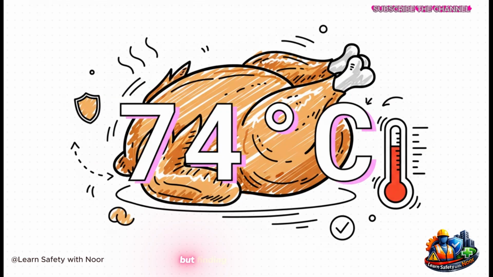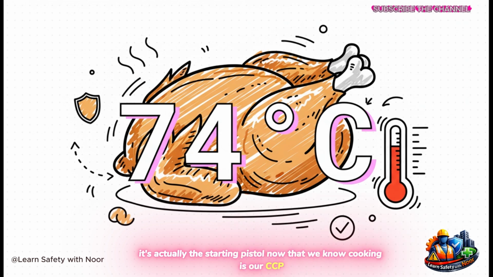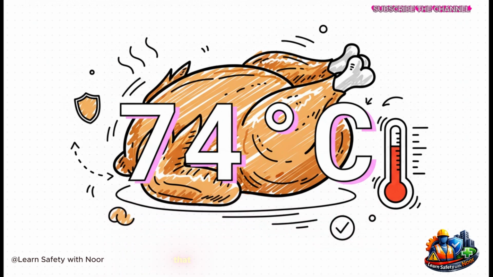But finding the CCP isn't the finish line. It's actually the starting pistol. Now that we know cooking is our CCP, we have to establish a clear, measurable limit. And for chicken, that non-negotiable number is a minimum internal temperature of 74 degrees Celsius or 165 Fahrenheit. That is HACCP in action.